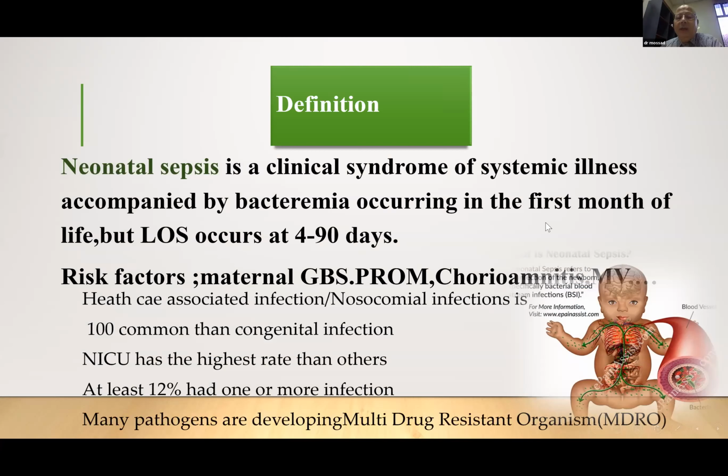The risk factors for the early one are maternal infection like GBS, premature rupture of membrane, chorioamnionitis. After that, healthcare associated infection, which is known as nosocomial infection. It is 100 times more common than congenital infection. NICU as a whole has the highest rate of any other area. At least 20% of the children are diagnosed as neonatal sepsis.